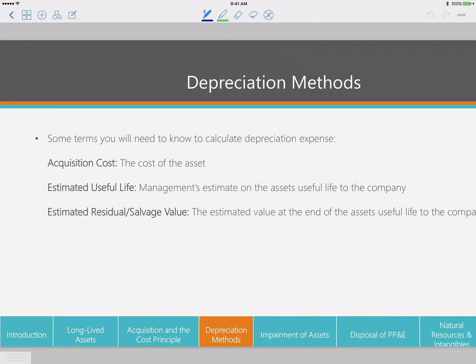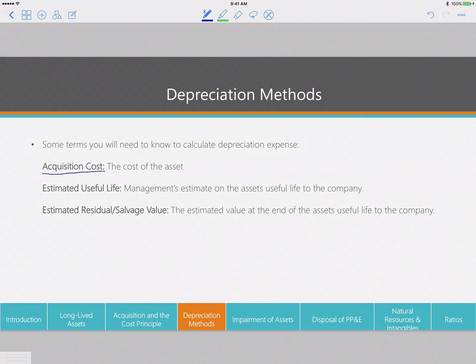So a couple of terms you're going to need to know to actually calculate the depreciation expense is the acquisition cost. So this is the cost of the asset. Generally an accounting problem will start off by asking you to figure out what the acquisition cost is, and you're going to have to add up everything that would be capitalized. Then you would have to know the estimated useful life. And this is the estimate given by the management on how long we're going to use this asset for our company. And you're going to have to know the residual or salvage value. And this is how much we think we could sell it for at the end of its useful life.